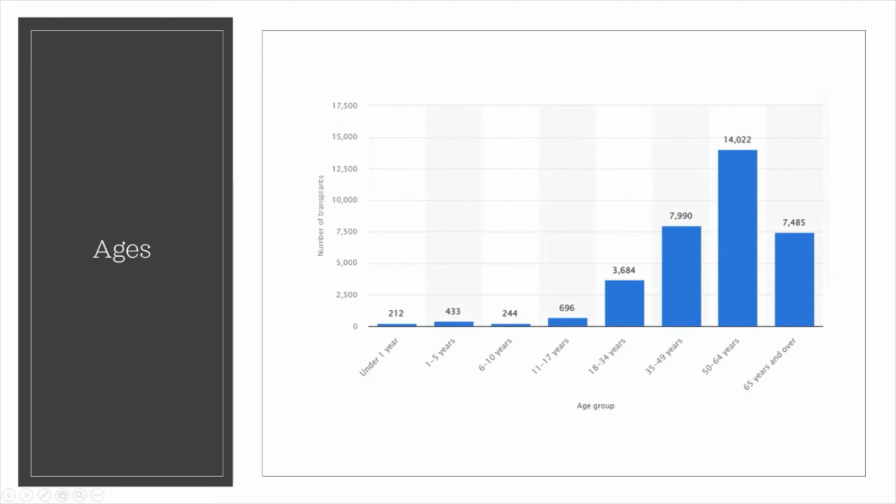This graph displays the number of organ transplants that have occurred in America, sorted by age groups. The statistics display that the elderly have the most organ transplants compared to the other age groups. This is due to a multitude of reasons, though the main contributor would be the weakening of the immune systems of the elderly.